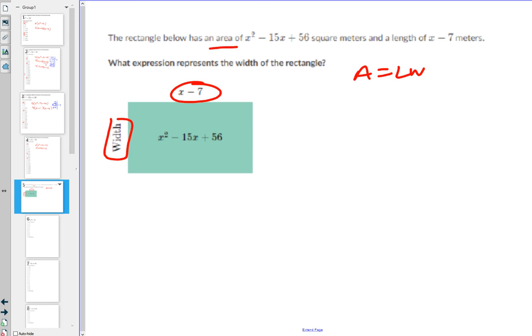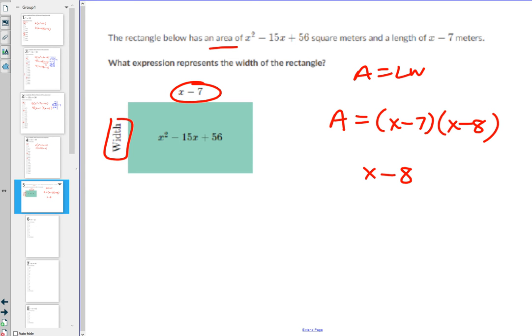7, 8. So negative 7. So I can say that my area is equal to x minus 7 times x minus 8. They already gave you the x minus 7, so what would be the answer that you type in here? That's it, just type in x minus 8.